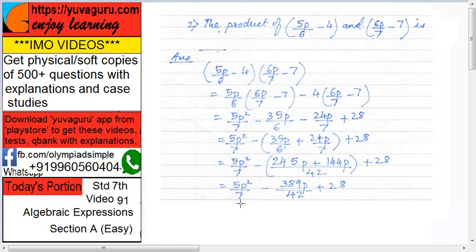5p square upon 7 as it is. This minus as it is. Add these. You get 389p upon 42 plus 28. Okay. Now no need of solving this into a mixed fraction.